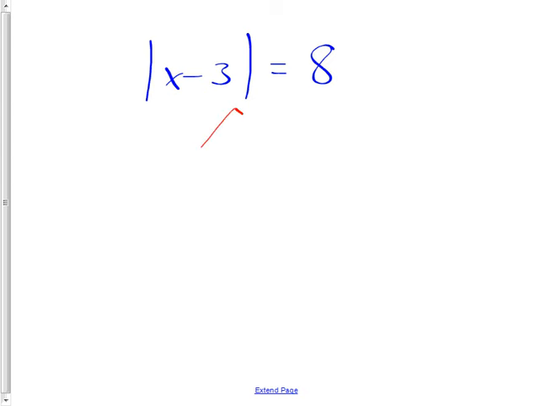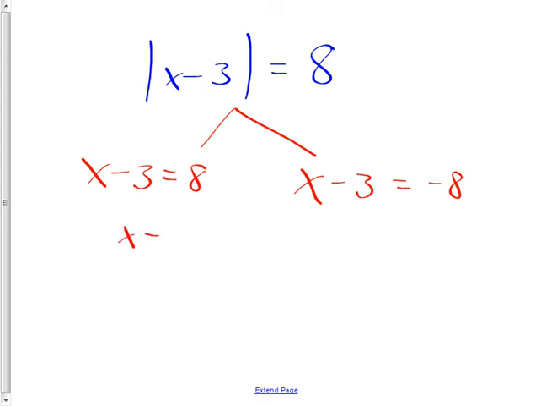All right, hopefully you said that x minus 3 would have to equal 8, or x minus 3 would have to equal negative 8. At least you should be that far. If you aren't, then hurry up and catch up. And then there's two answers. So I add 3, and I get x equals 11. And I add 3, and I get negative 8 plus 3 makes negative 5. Raise your hand if you had those two right.